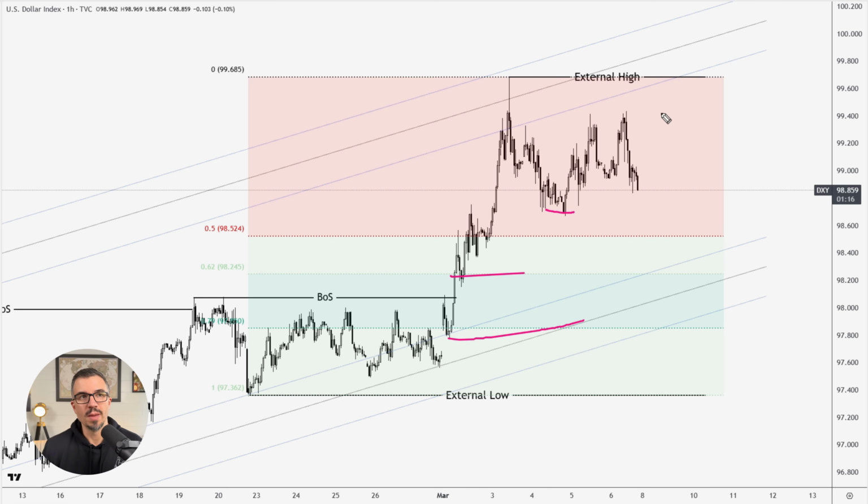This could be it. But so far, as long as we're just going sideways up here and we haven't taken out this external high, then in my opinion, this down here is going to give you the best risk reward ratio if you're looking for US dollar longs. Okay, so really the area around 98 is going to be one to keep an eye on next week.